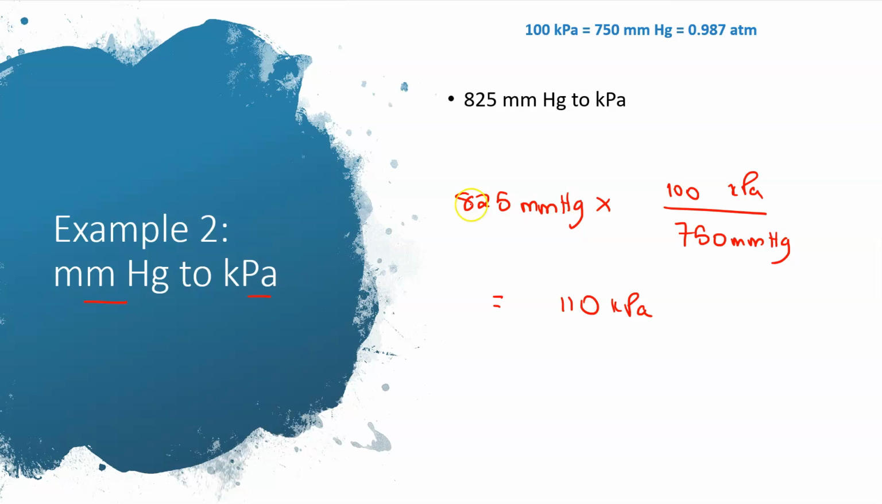it, seems about right, because this is just over about 10% more than our 750, and we've got 10% more in our kilopascals there. Don't forget to check your significant figures when you're doing calculations as well.